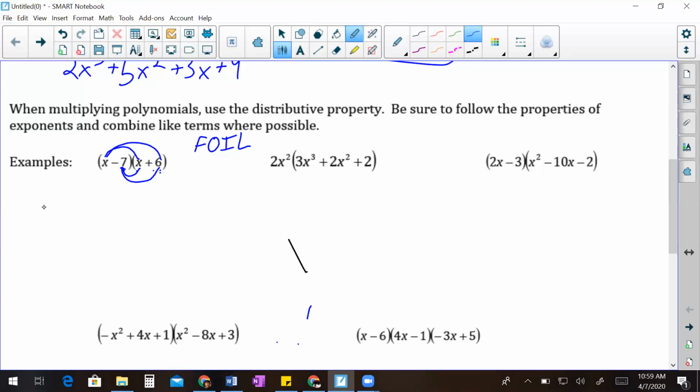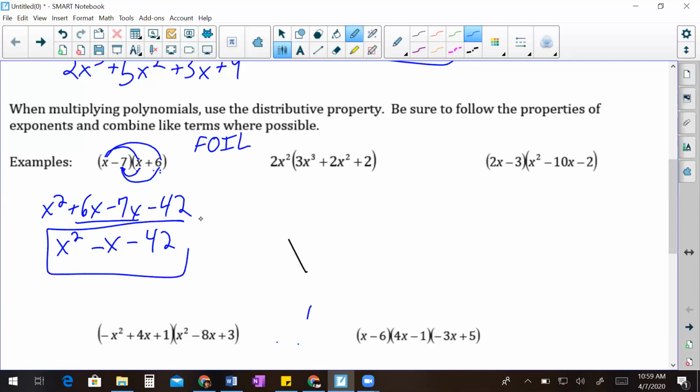So x times x is x squared. So outsides, x times positive 6 is positive 6x. Insides, negative 7 times x is negative 7x. And last, negative 7 times positive 6 is negative 42. Combine my like terms in the middle, that just gives me negative x. So x squared minus x minus 42 is my answer.